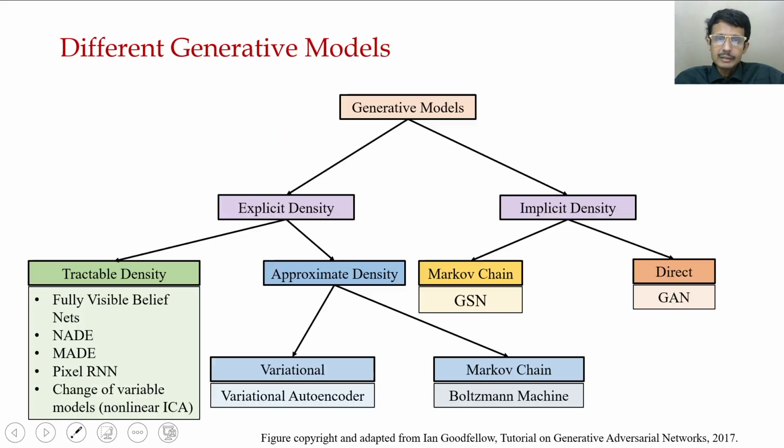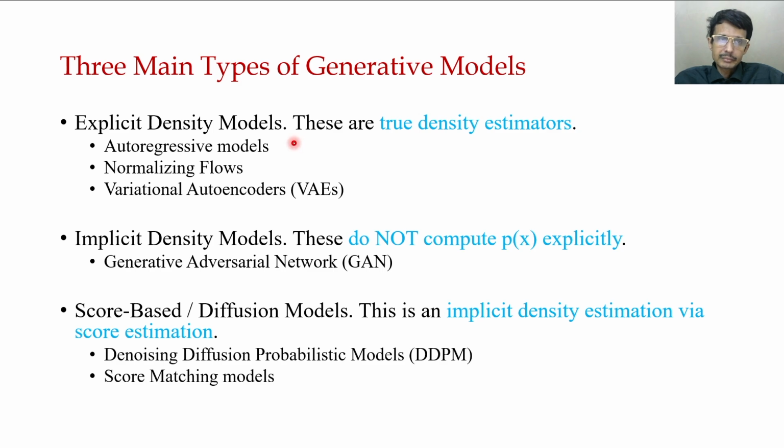Okay. You see next that this is the explicit density. We will come in here. Next is implicit density models. These models do not compute this density explicitly. So one direct approach is called generative adversarial network, which essentially samples, not computing the density explicitly.